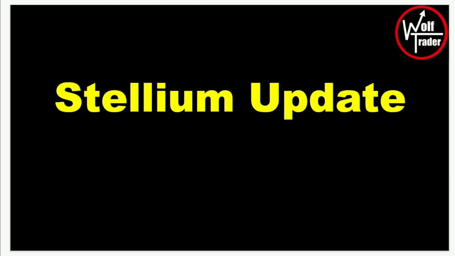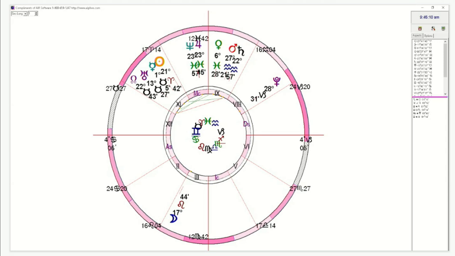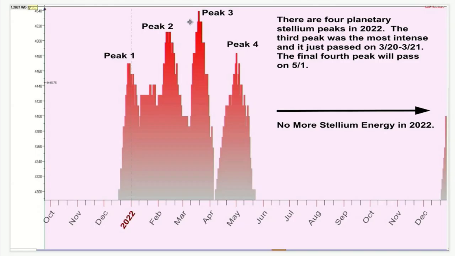Well, we follow the stellium. I've been talking about this planetary stellium. I just want to give people an update in terms of where we are on this. And there's an outlier case forming here. Now, we're in the last peak of the stellium. You can see that the planets are still pretty tightly aligned here. And this tends to draw markets up for the most part. But there is an example here.